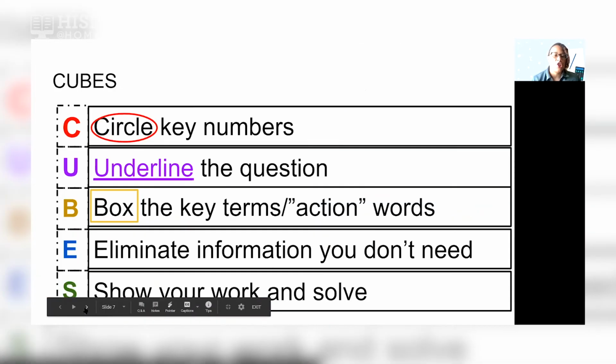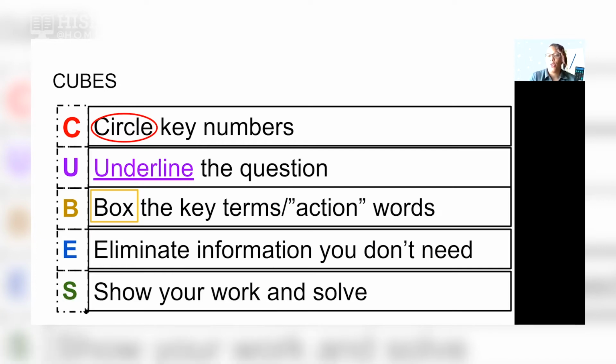Wonderful work, mathematicians. In our lesson today, we're going to be using a strategy called CUBES. Say the word CUBES. Yes, CUBES. CUBES is an acronym. An acronym means you write the word and each letter of the word stands for something else. In the word CUBES, the C stands for circle key numbers.